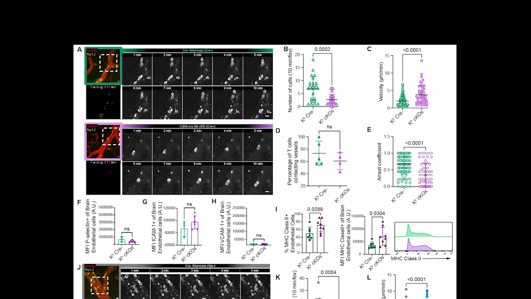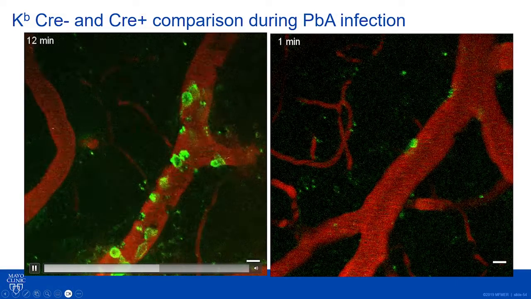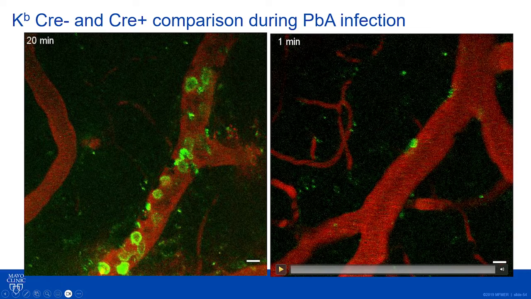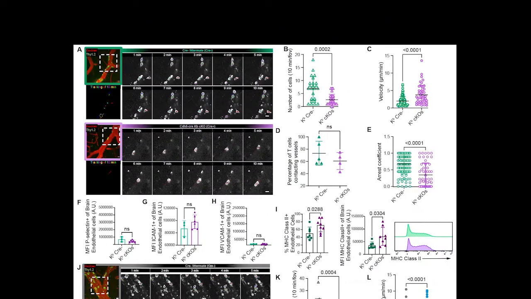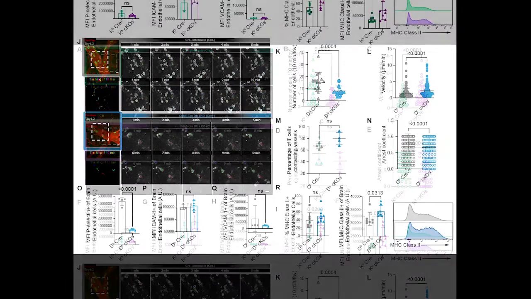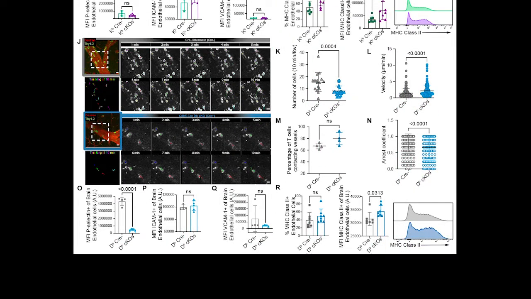I would say the most important figures of the paper would be figures 4 through 8, since they hold the crux of the data. In figure 4, we performed intravital microscopy to evaluate T-cell dynamics. On the left, you can visualize T-cell interactions in this mouse that has Kᵇ on vasculature. On the right, Kᵇ has been ablated from vasculature. Quantified here, when Kᵇ is ablated on vasculature, number of T-cells, velocity, and arrest were reduced. Adhesion molecule expression on endothelium was unchanged. Similar trends were seen with Dᵇ ablation on brain endothelium during infection.